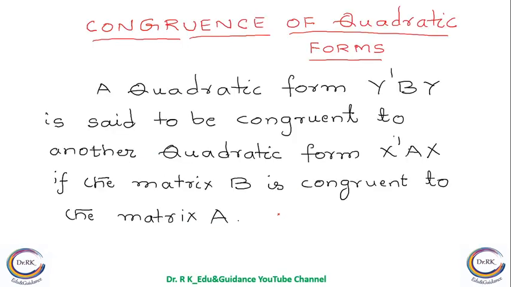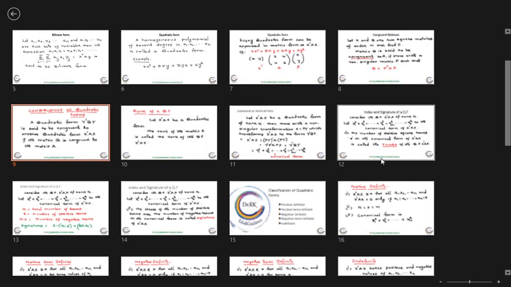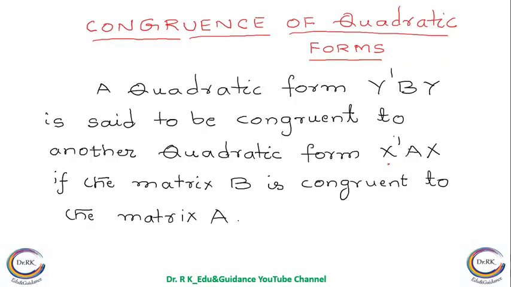Now with this definition of congruence of matrices, the same definition we can take in terms of quadratic forms. So here let us consider two quadratic forms. Already we have seen one type of quadratic form, something like x transpose Ax. This is what we have seen.